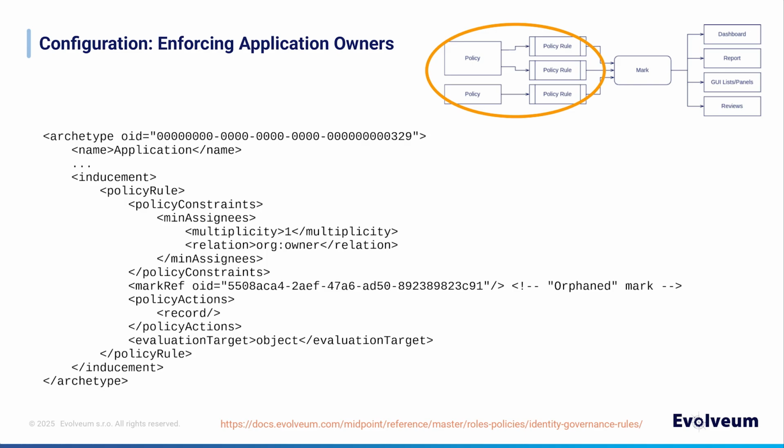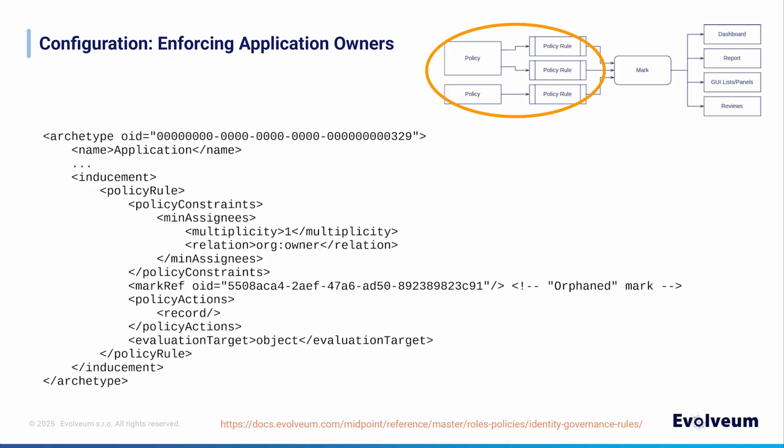As I've been showing before, this configuration has three parts. One part is the configuration of policy rules. In this case, we want to apply the policy to all applications. Therefore, the more obvious place to put this policy is the archetype for application. Archetype for application is something that applies to all the applications. Therefore, we are going to put the policy rule inside there, in the archetype inducement.